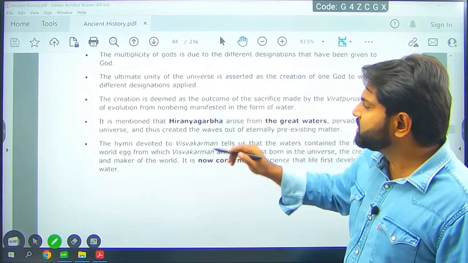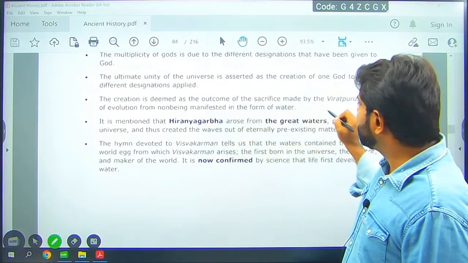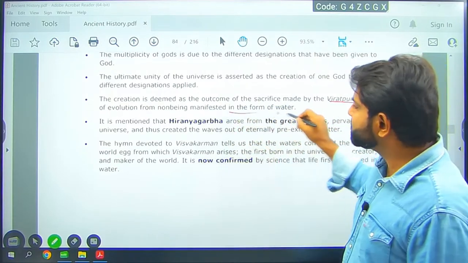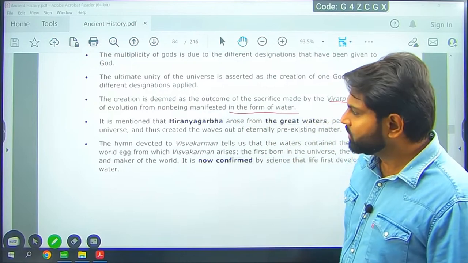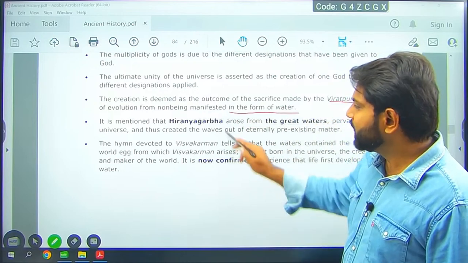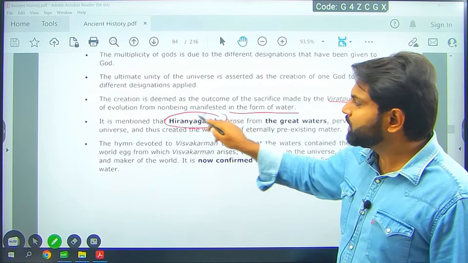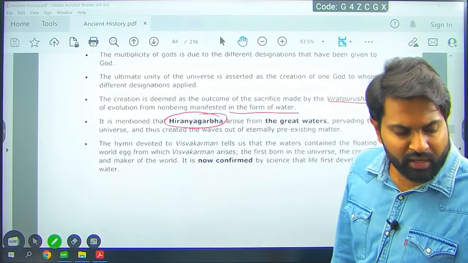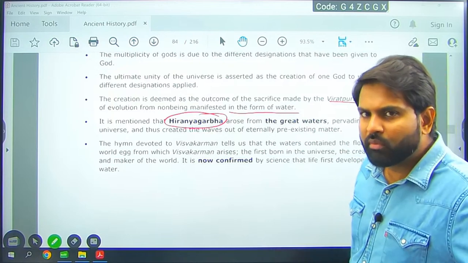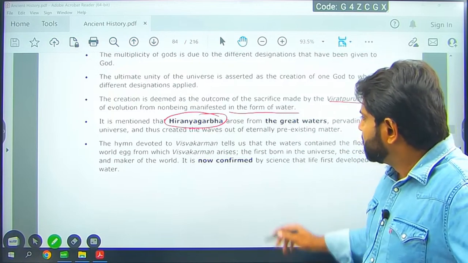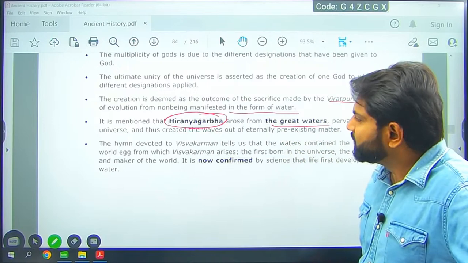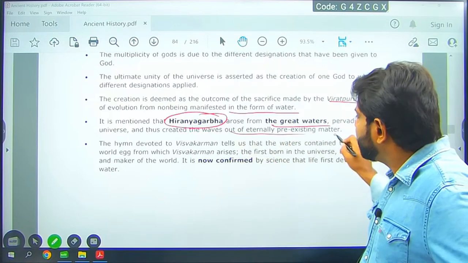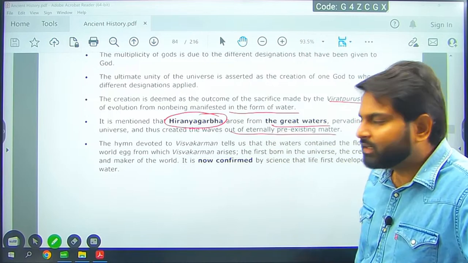The creation is dreamed as an outcome of a sacrifice made by the Virat Purusha, or the evolution from non-being manifested in the form of water. It is mentioned that Hiranyagarbha, so we call it Hiranyagarbha. Hiranya means gold, Garbha means womb. The great waters pervading the universe, and thus created the waves out of eternally pre-existing matter.